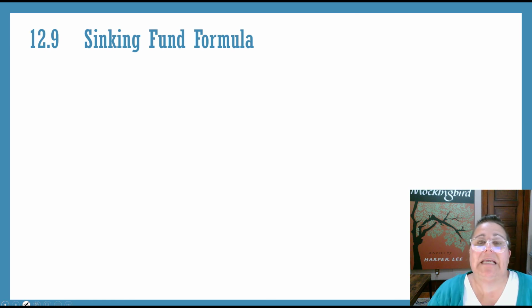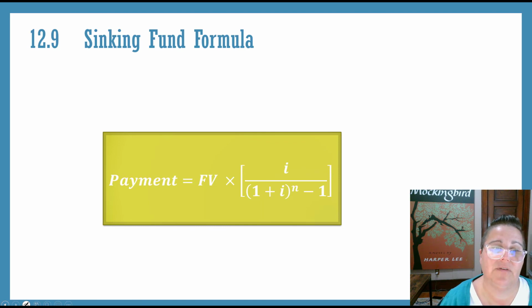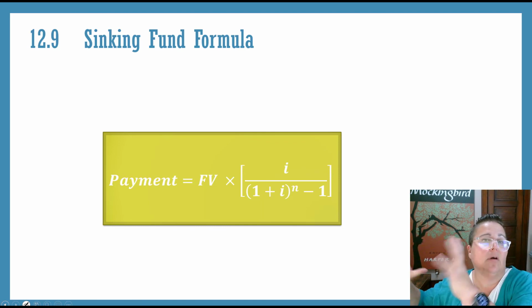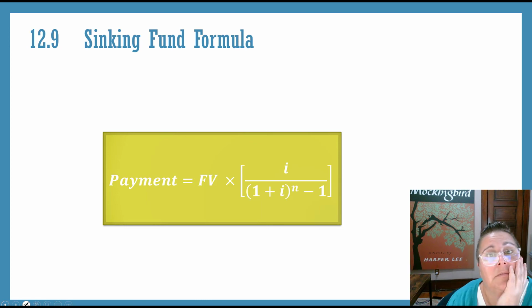All right, let's take a look at the formulas. There are 2 formulas in this section, one for the sinking fund, which uses the future value formula, a slight inversion of that, and the other one for the amortization, which uses the present value formula, a slight inversion of that. So let's go. We've got the payment can be found by taking the future value times the interest rate I, divided by, look at that denominator. That denominator is 1 plus I to the nth power minus 1.